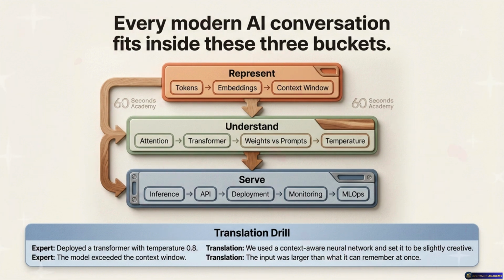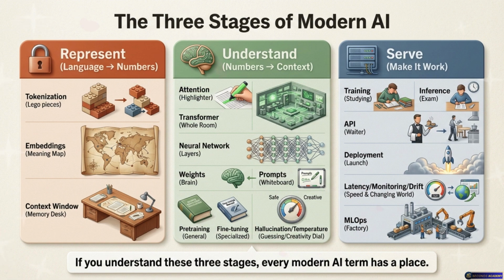Next, we understand. The transformer architecture uses self-attention matrix math to parallel process the relationships between those embeddings. The layered neural network pushes that data through its frozen pre-trained weights, reacting dynamically to the temporary prompts on the whiteboard. We mitigate hallucination by shaping the probability distribution with few-shot examples and manipulating the softmax temperature. Perfectly summarized. Finally, we serve.